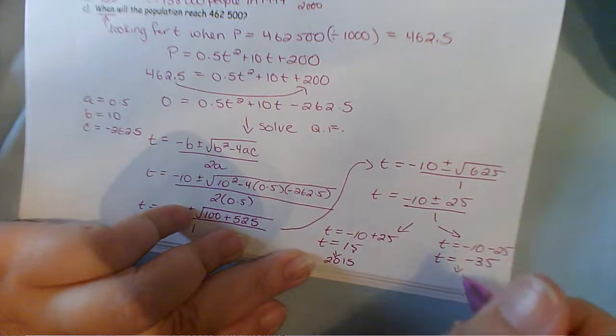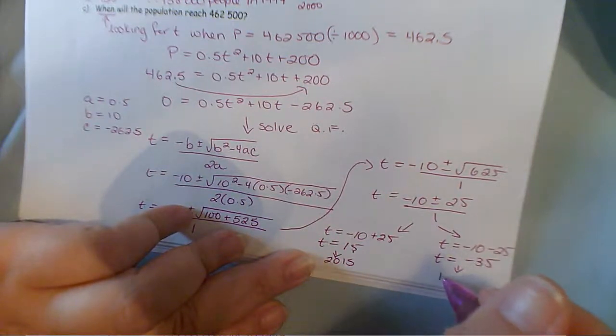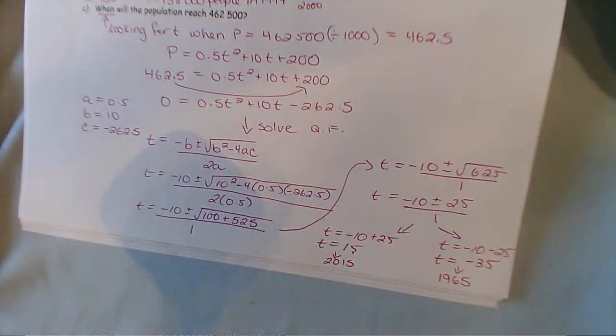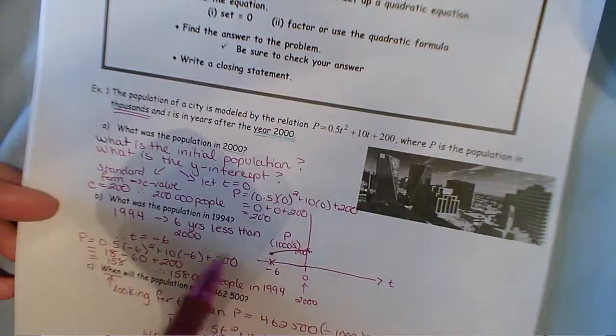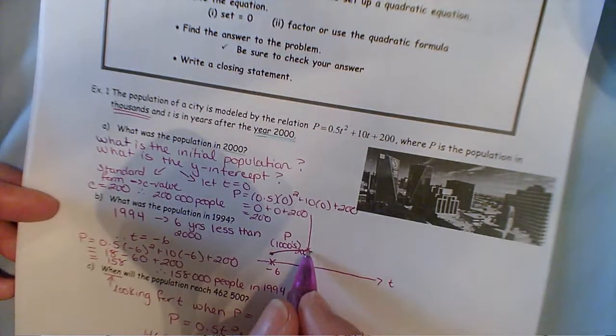So this is the year 1965. Those are the two years it gave us where we're going to reach this height. Well, we can tell from our graph, negative 35 would be over here. Doesn't make sense. We're already at 200 here.